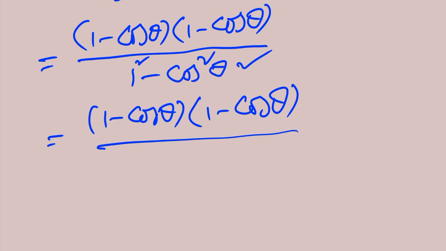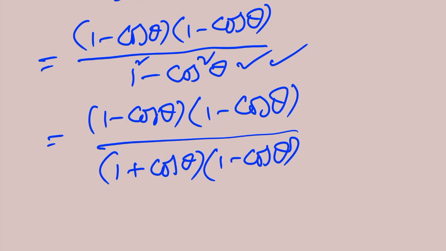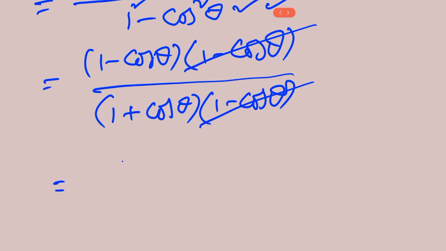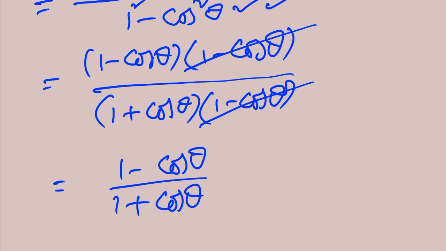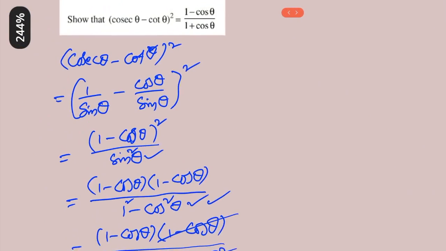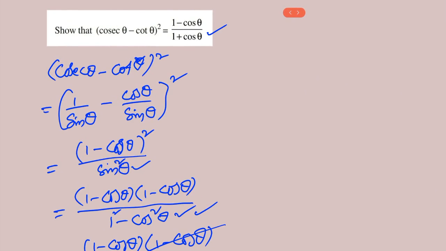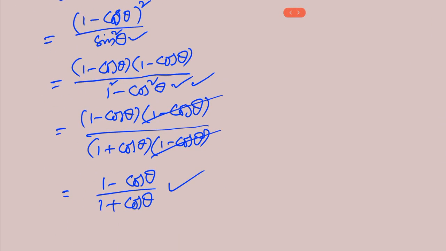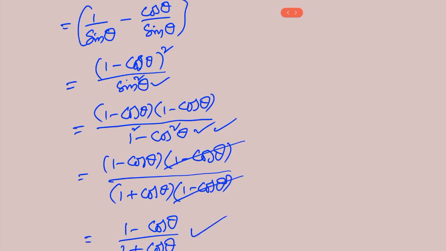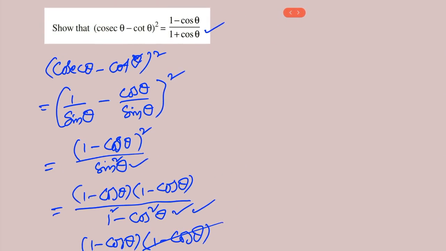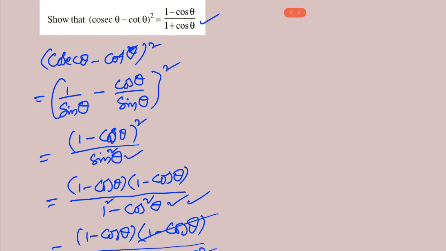but it is in the form of a square minus b square. A square minus b square I can write as a plus b into a minus b, that is 1 plus cos theta into 1 minus cos theta. So if I cancel 1 minus cos theta with 1 minus cos theta, finally I get the answer 1 minus cos theta divided by 1 plus cos theta. So this is the result we needed. Here you see, we showed that we got 1 minus cos theta by 1 plus cos theta. So these are the problems I solved related to trigonometric identities.